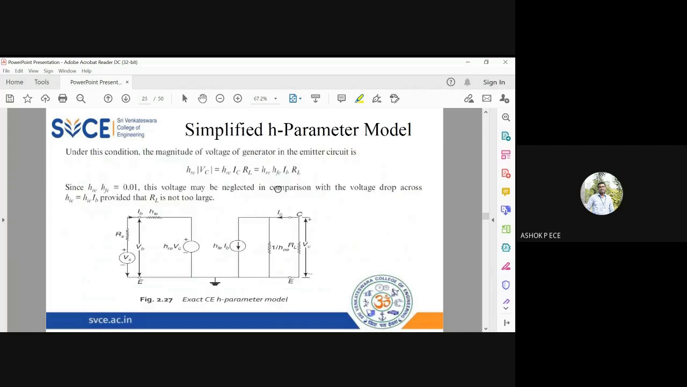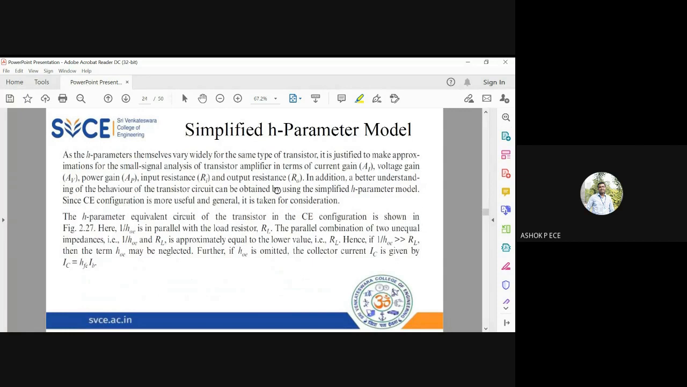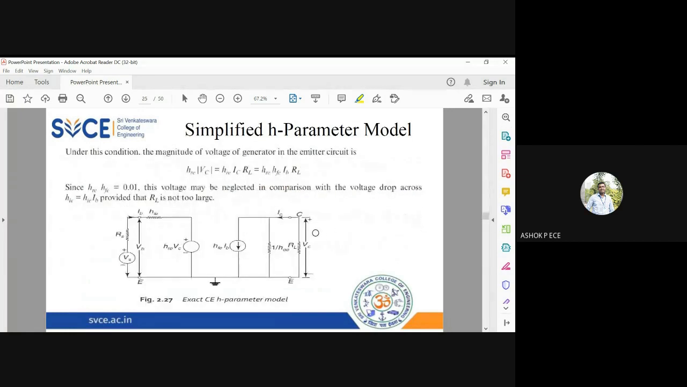If you simplify that, you get what is called the approximate H parameter model. The exact H parameter model for the common emitter configuration is shown here. What are we additionally doing? We're adding a voltage source VS with RS in series, and on the output side we're adding a load resistance RL. That is the only addition. Otherwise, I'm using the same H parameter equations and diagram here.